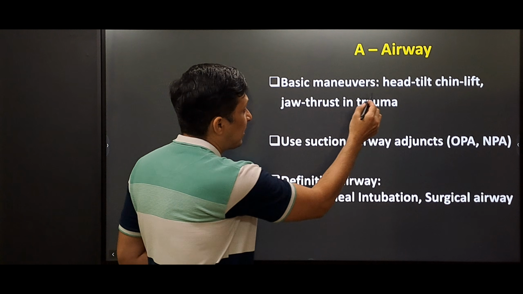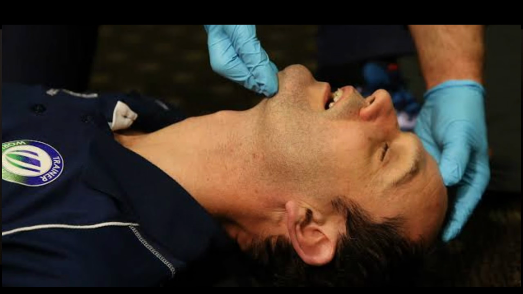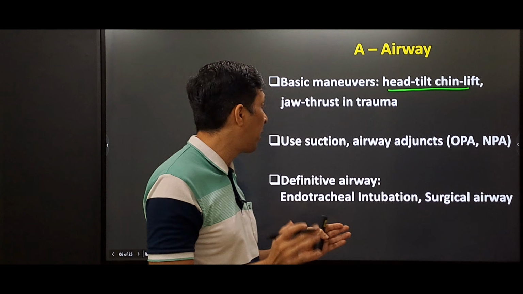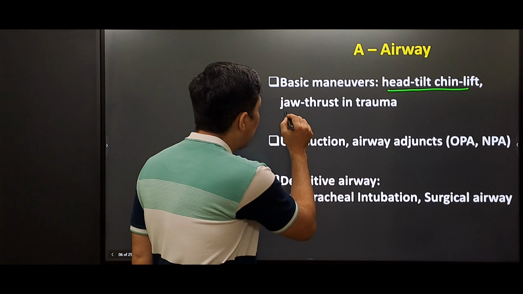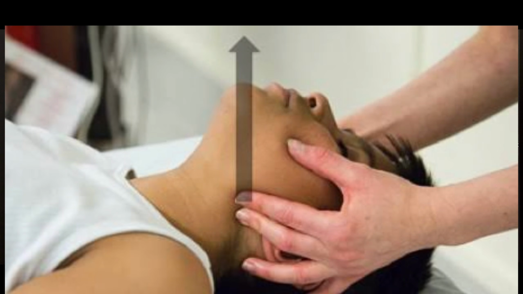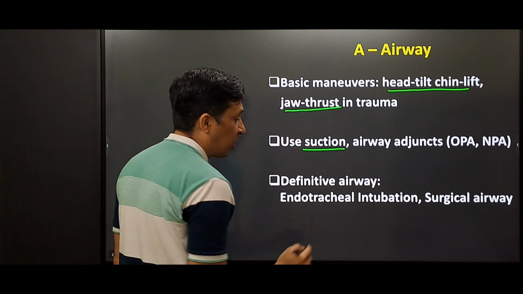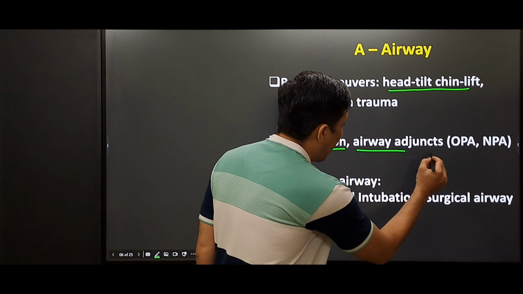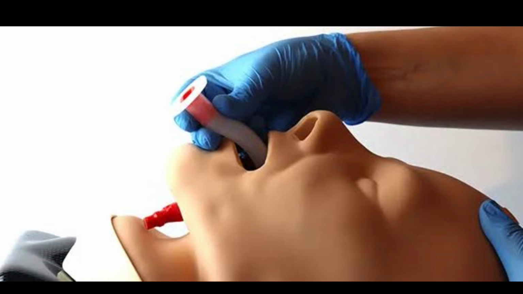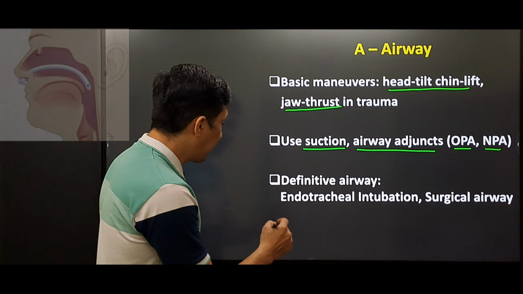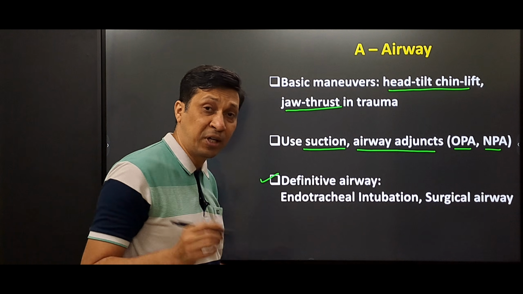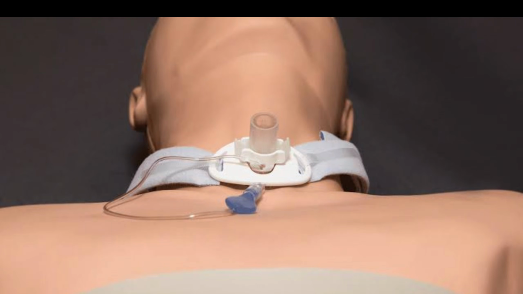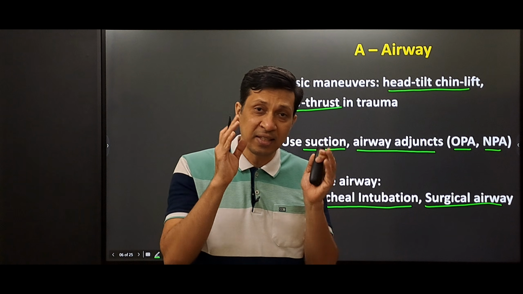Then what can you do? You can do certain basic maneuvers like head tilt, chin lift. But you cannot do head tilt, chin lift in trauma where the neck is involved. In that case, you have to do jaw thrust. You can use suction to suck out the secretions that may be present in the airway, and you can use airway adjuncts like oropharyngeal airway or nasopharyngeal airway. Then sometimes you may have to go for definitive airways like endotracheal intubation and surgical airway. In this way, you manage the airway obstruction.